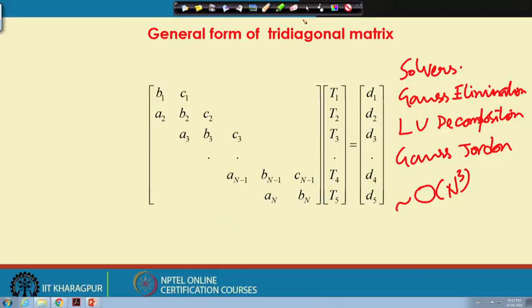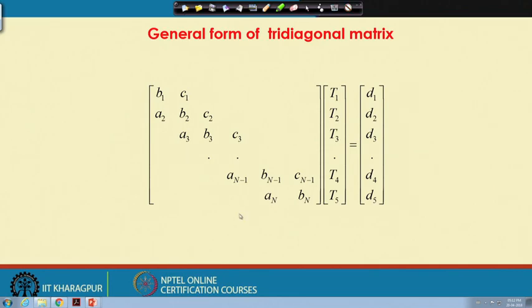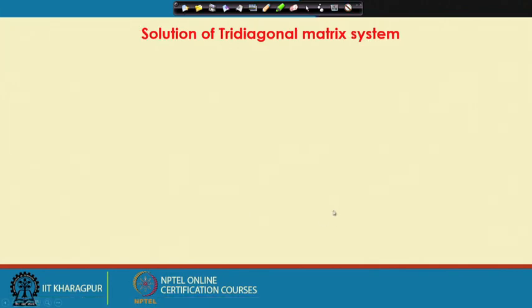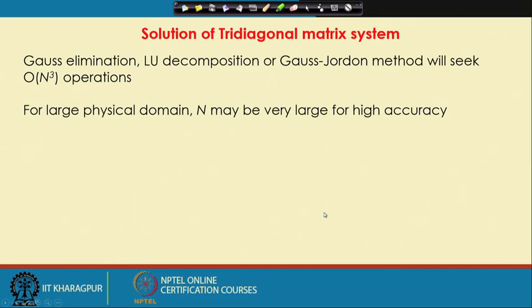So we will see if there is any other method for this particular type of system, and this is important because many times we will interact with matrices of similar form. The solution of a tridiagonal matrix system by Gauss elimination, LU decomposition or Gauss-Jordan typically takes order n cube operations. For a large physical problem, n may be very large for high accuracy. We have seen in the last class that as we increase n, dx reduces and the error reduces. So for getting a highly accurate solution, n has to be large so that dx is small.